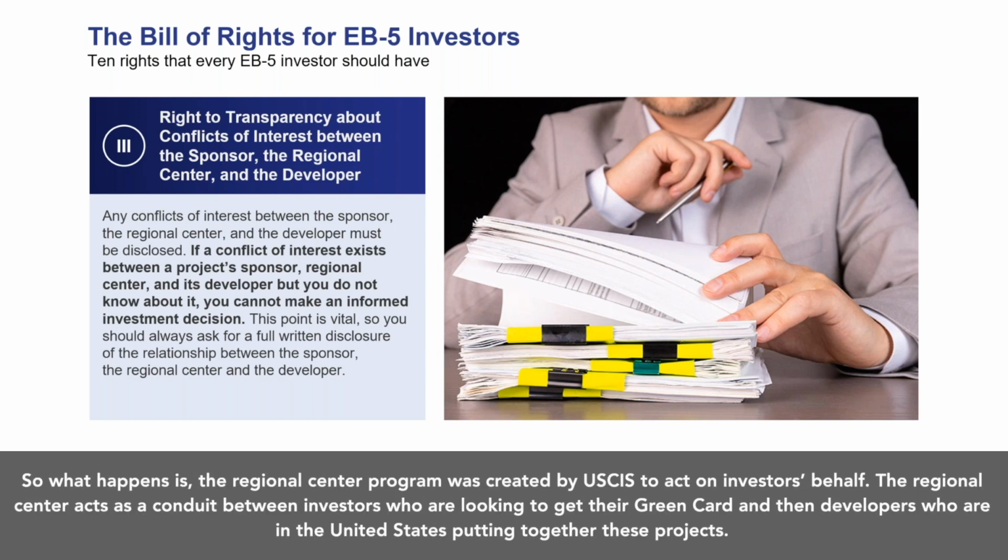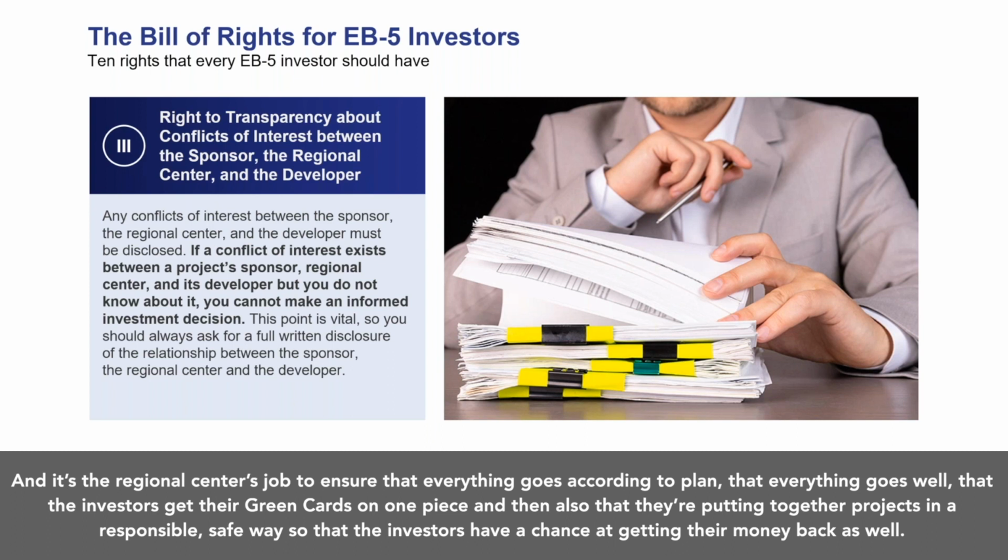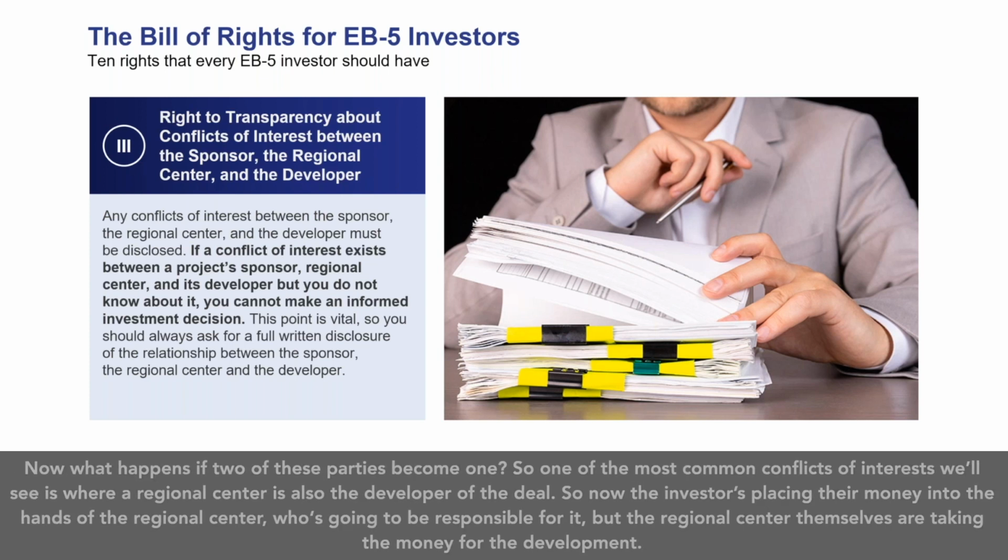The regional center program was created by USCIS to act on investors' behalf. The regional center acts as a conduit between investors who are looking to get their green card, and developers in the United States putting together these projects. It's the regional center's job to ensure that everything goes according to plan, that the investors get their green cards in one piece, and that projects are put together in a responsible, safe way, so that the investors have a chance at getting their money back as well. Now, what happens if two of these parties become one?